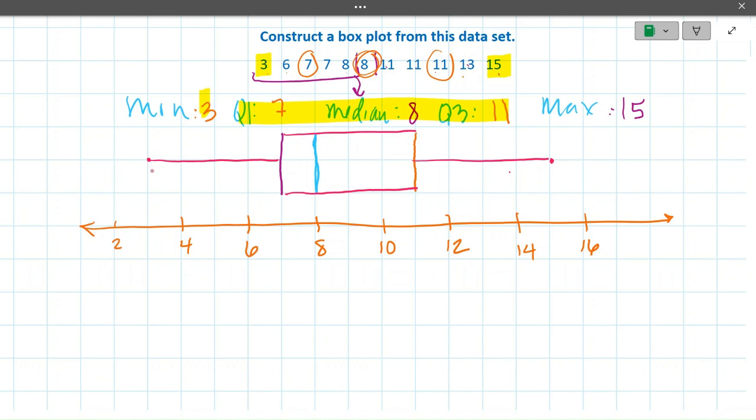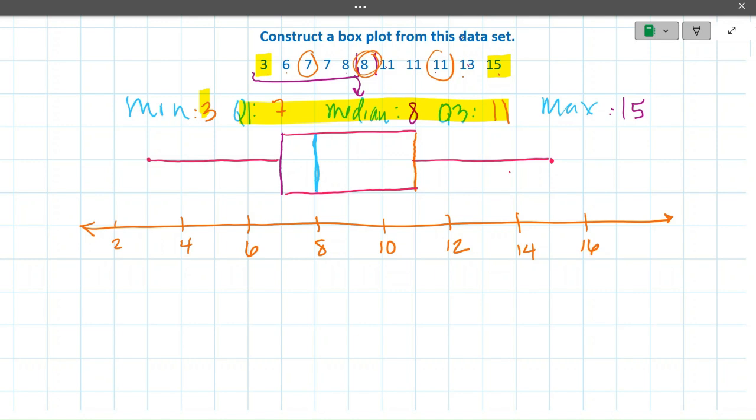And in this case, every quarter represents 1/4 of our data set. So I know that a quarter of my values, 25% of my values, fall between 3 and 7. Another quarter fall between 7 and 8. Another 25% of my values fall between 8 and 11. And then the final quarter of values fall between 11 and 15.